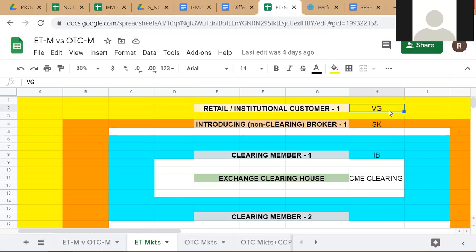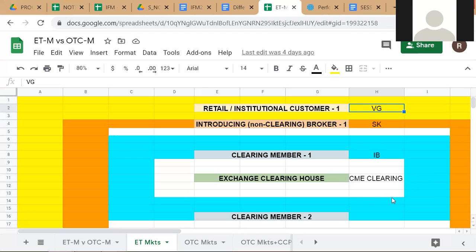Initially, he would have submitted money through his introducing broker to the clearing member, and from then onwards to the CME clearing account. So this guy is maintaining an account with the clearinghouse, just like a scheduled commercial bank maintains an account with the Reserve Bank of India. And this CME clearing is keeping track of it.